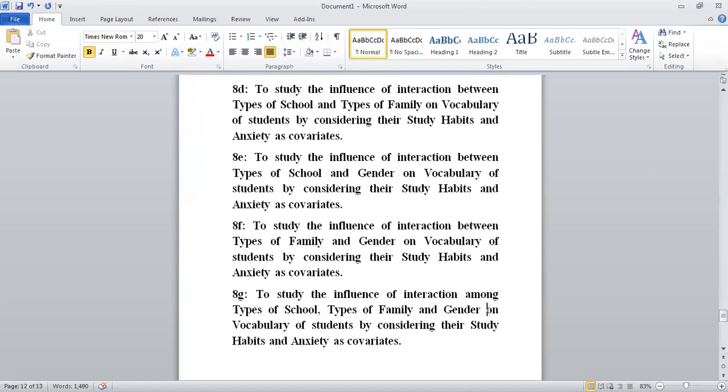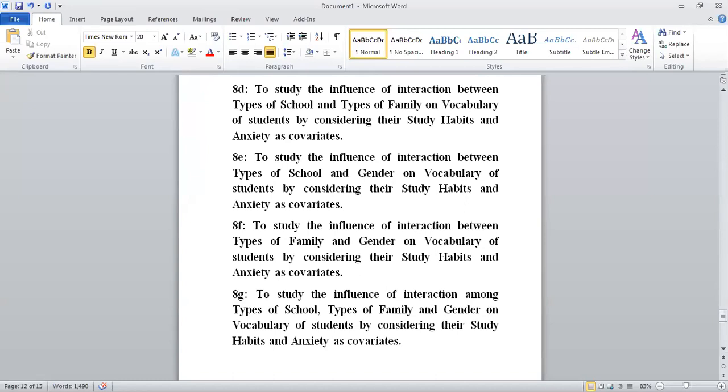So if I do not want to write one objective, if I want to write the different objective, then this is how you have to write the different objective using the word influence. Or if in place of influence, if you are conducting an experimental study, then in place of influence, you should write the word effect. So this is how you have to write.